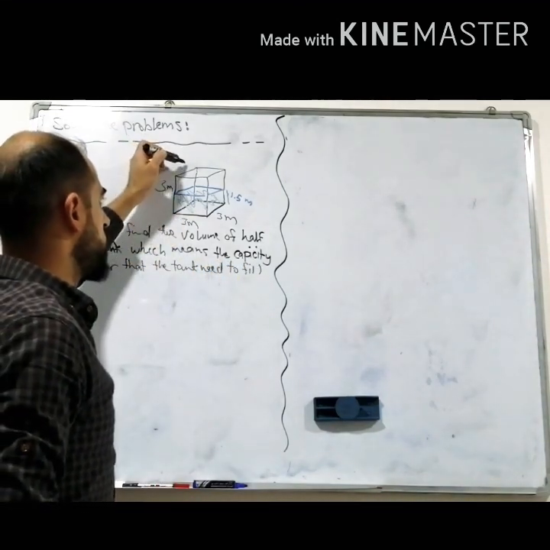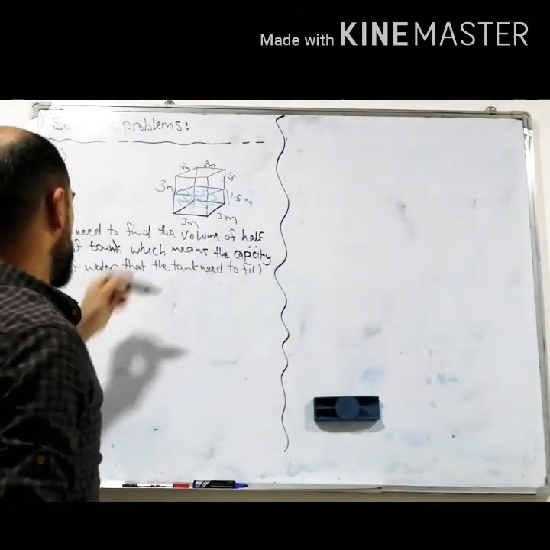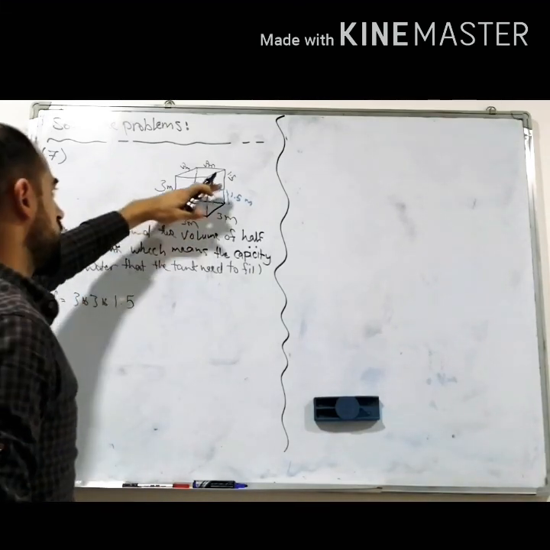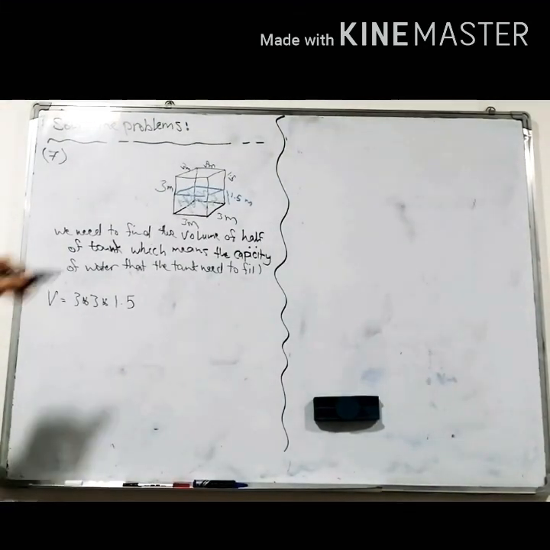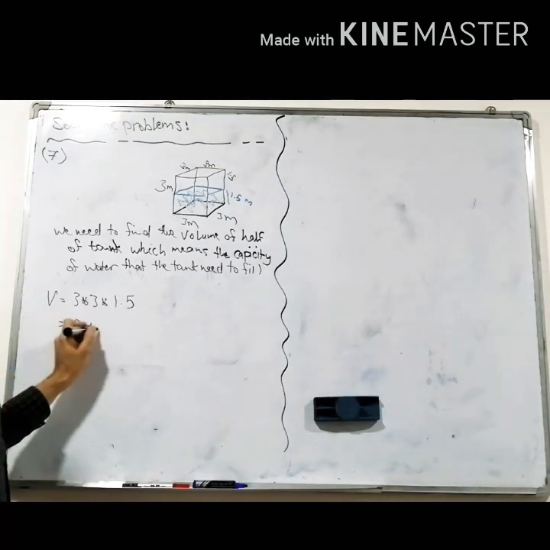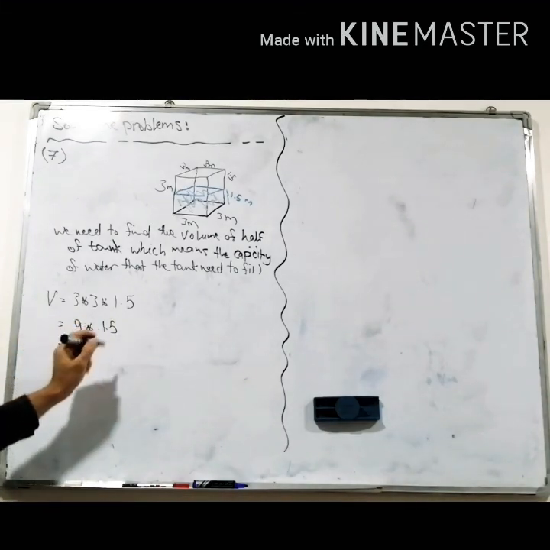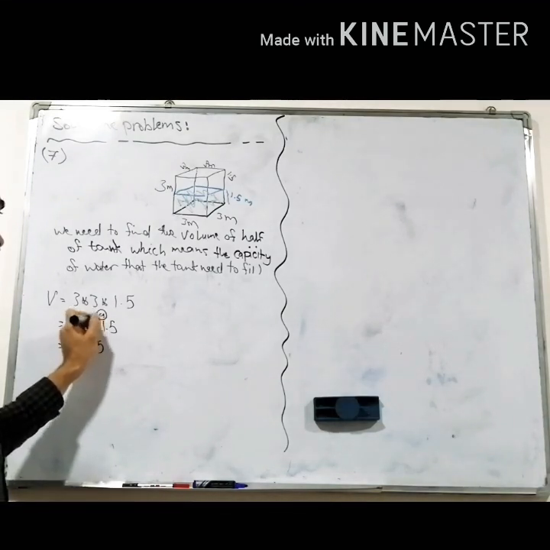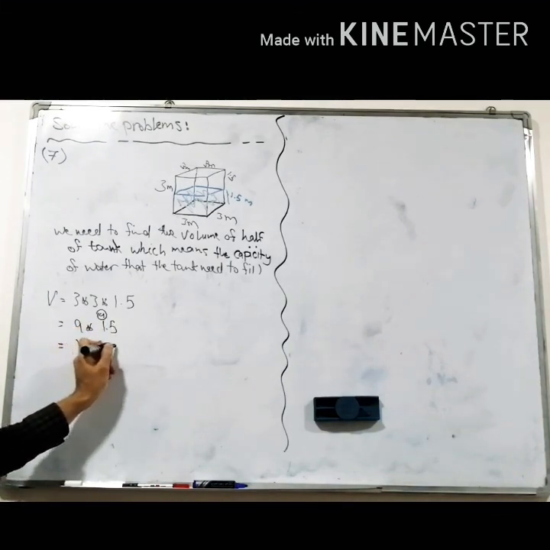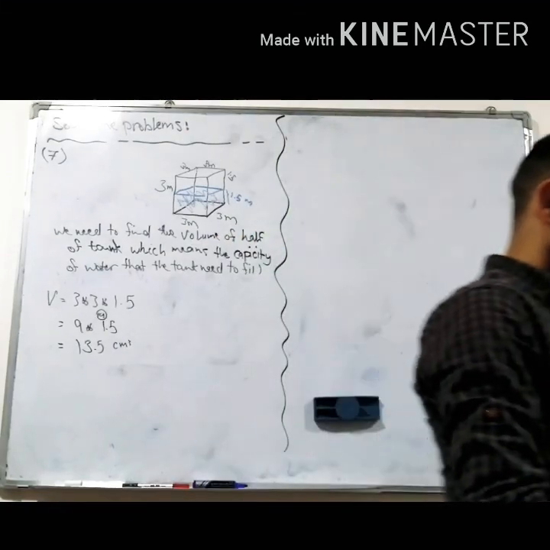Then here we have the dimensions 3 and 3 and 1.5. V equals 3 by 3 by 1.5. It will not become a cube. Now the shape looks like a parallelepiped. 3 by 3 is 9. 9 by 1.5: 9 by 1 is 9 and 9 by 0.5 is 4.5, so 13.5 centimeter to the power 3 is the capacity of water, or liters, that the tank needs to be filled.